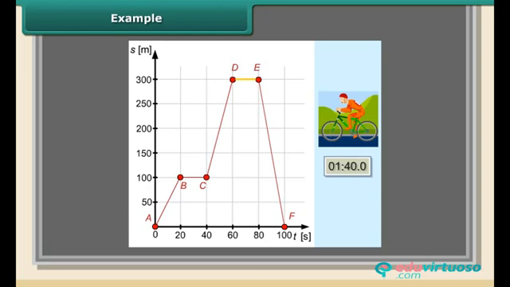stopped for 20 seconds. Then from segment EF, we can discover that the cyclist turned back and after 20 seconds reached the location from which he started his journey. He was moving with a constant speed of 15 meters per second.